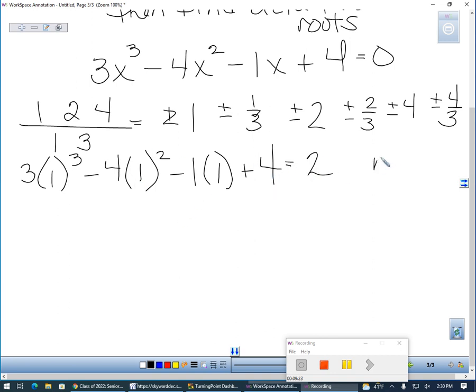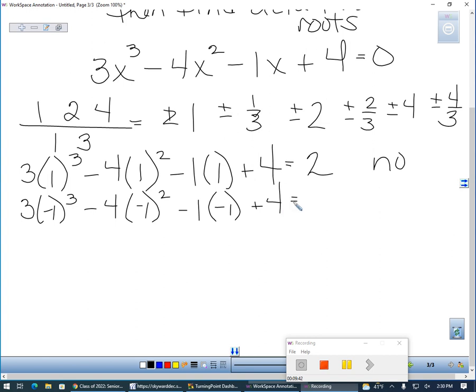I got a 2, so this would be no. Correct. So now we go to negative 1. 3 times negative 1 to the third, minus 4 times negative 1 squared, minus 1 times negative 1 plus 4. So we get negative 3 minus 4 is negative 7, plus 1 is negative 6, plus 4 is negative 2. This is also a no.